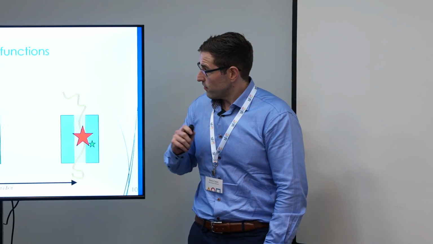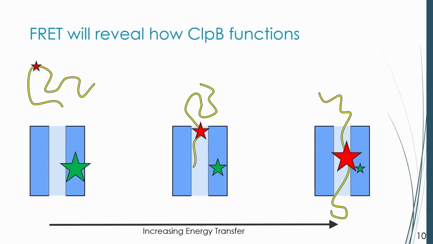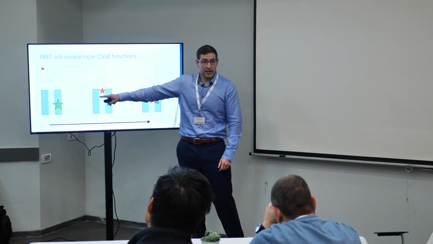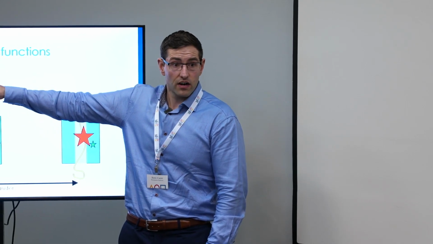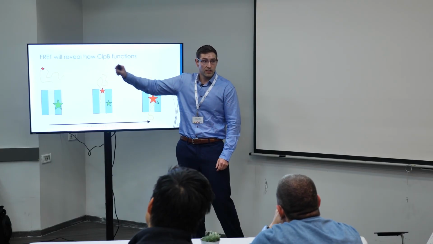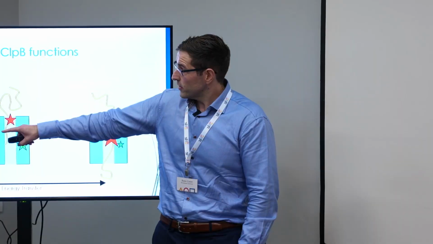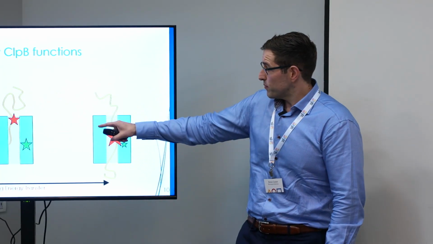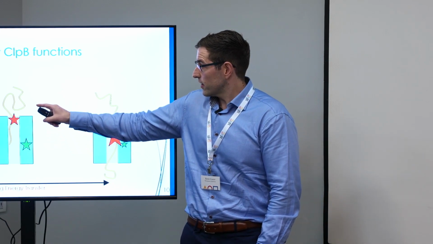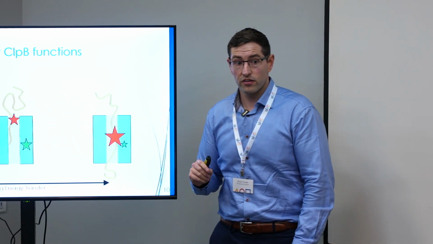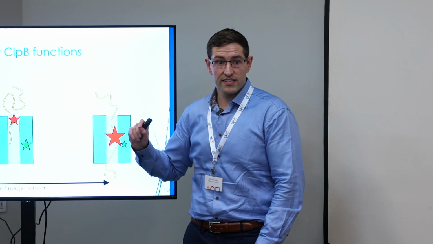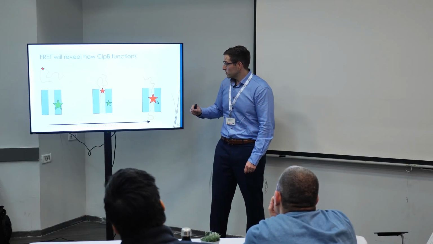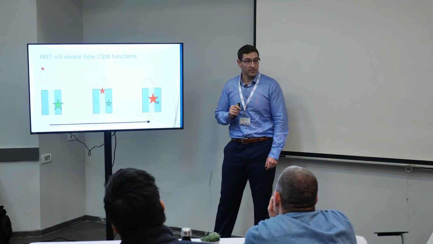And the idea is as follows. I will take ClpB, the disaggregation machine I want to study, and put one of the sensors on it. I'll then put the other sensor on the misfolded protein. If we only see green light, that means they're very far away from one another. But as ClpB begins to disaggregate or interact with the spaghetti noodle, we'll see changes in the intensity of light. And by how much red light we see, we can determine how close they interact.